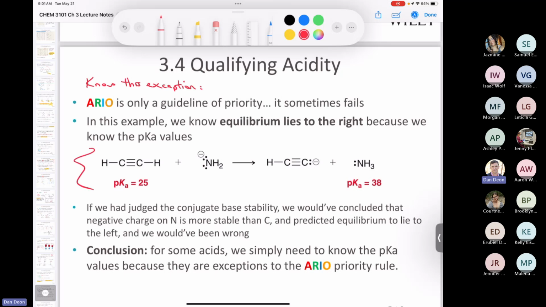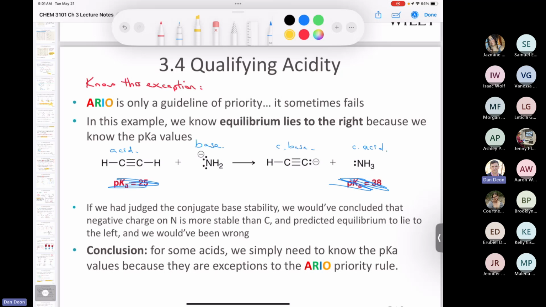If we take a look at this reaction, okay, we have acetylene, which is behaving as an acid, okay? This is our base. This is our conjugate base. I'll just write C base. And this is our conjugate acid. I'll just write C acid, okay? Now, if we were to use Aereo, forget about these numbers. Forget about the pKa values that are on here. If you were to use Aereo, what would you say?